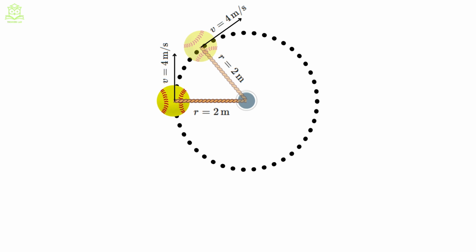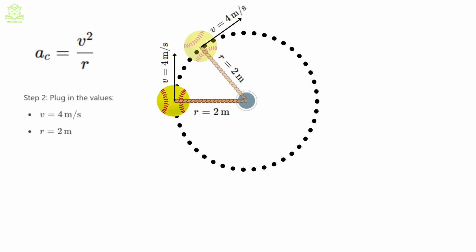Real-life example: spinning a ball on a string. Let's say you're twirling a ball tied to a string in a circle. The radius of the circle is 2 meters, and the ball is moving at a speed of 4 meters per second. Using the first formula, step 1, start with the formula, a sub c equals v squared divided by r.